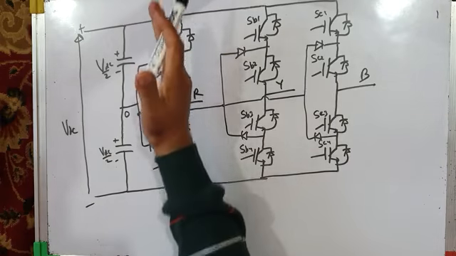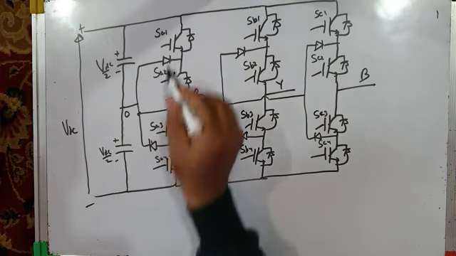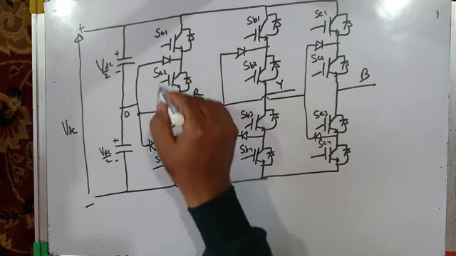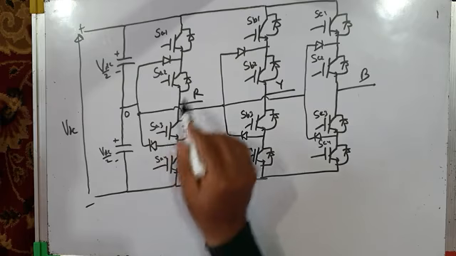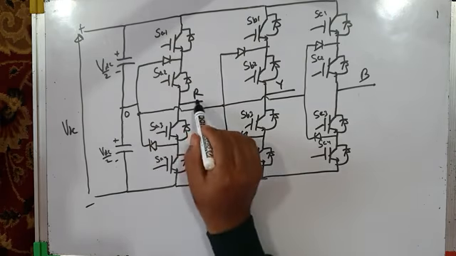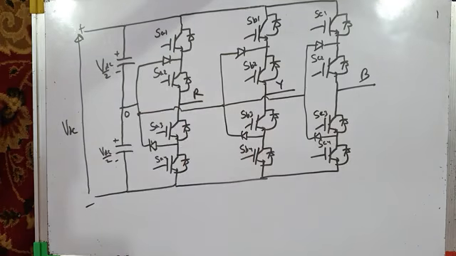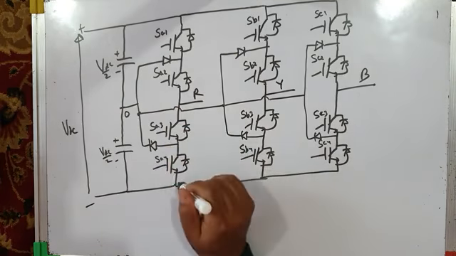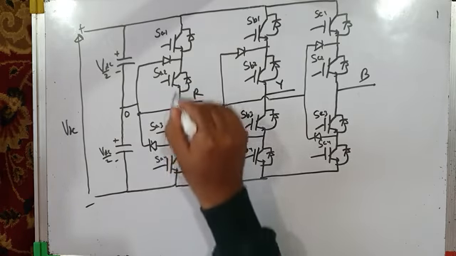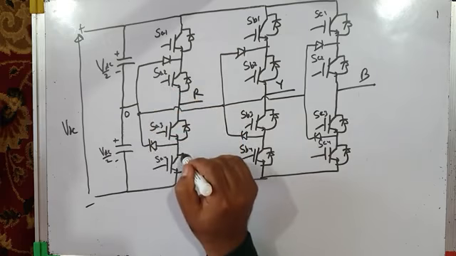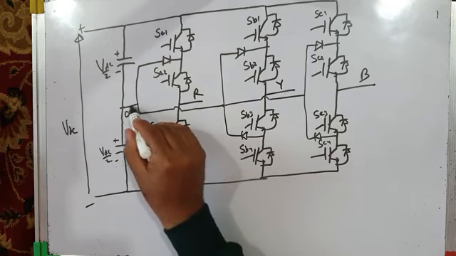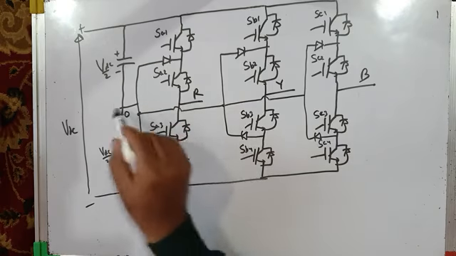Let us concentrate on one phase leg, say phase leg R. When the top switches SA1 and SA2 are turned on, gating pulses are issued to them. They both are on, and the pole R is thrown here, and pole voltage VRO is plus VDC by 2. When the bottom two switches are on, pole is thrown here, and pole voltage is minus VDC by 2. And when the middle two switches SA2 and SA3 are on, then through these clamping diodes, this pole is thrown to the midpoint of the DC bus capacitor, and VRO is 0.